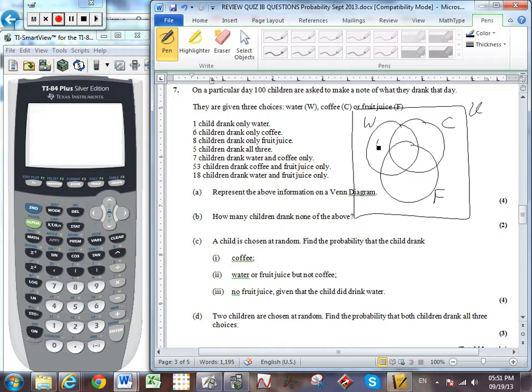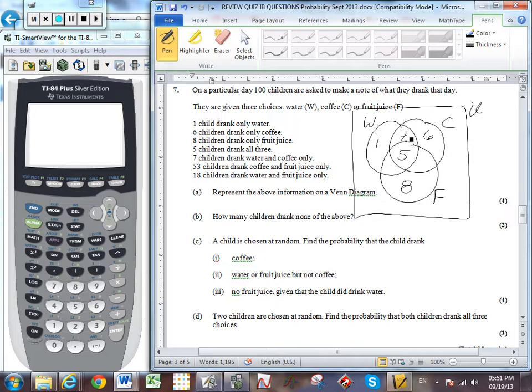One child drank only water. Well, the only water part is there. 6 children drank only coffee. 8 children drank only fruit juice. 5 children drank all 3. 7 children drank water and coffee only. So that's where the water and coffee circles are overlapping only. So we put 7 in there.